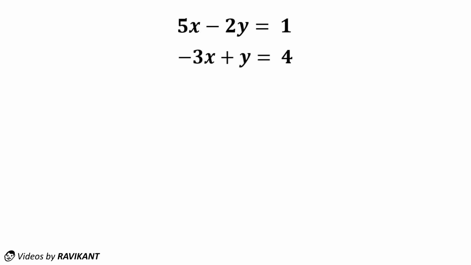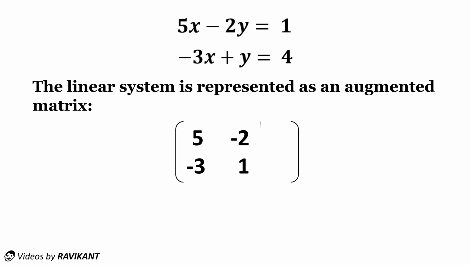So this is our linear system. It is represented as an augmented matrix like this. Now we have to apply some row operations to reach the echelon form. Here echelon form means it is a 2 cross 2 identity matrix. Now we apply row operations.